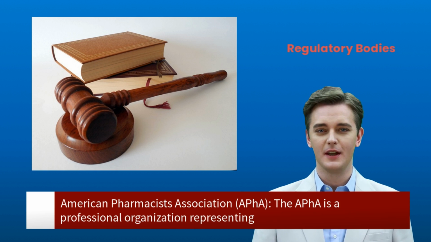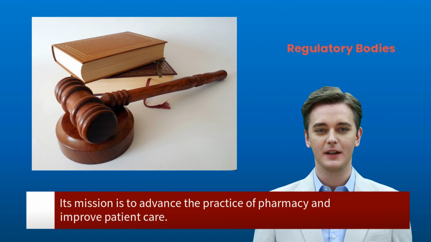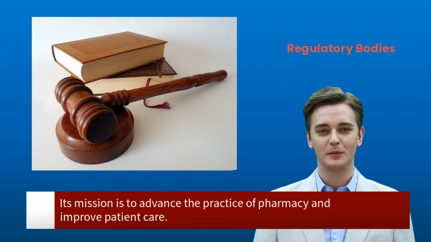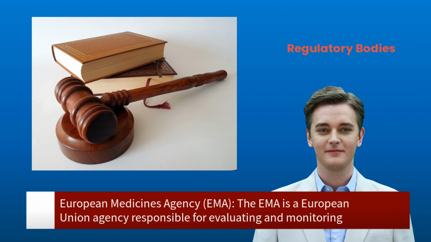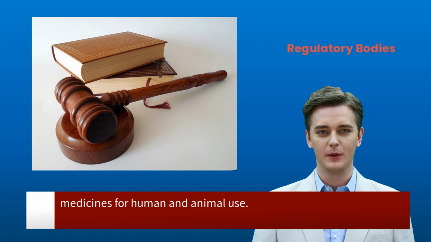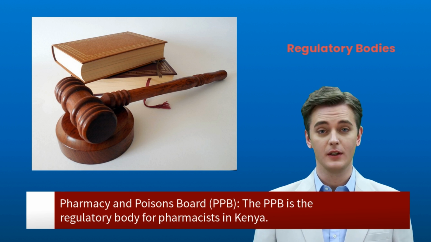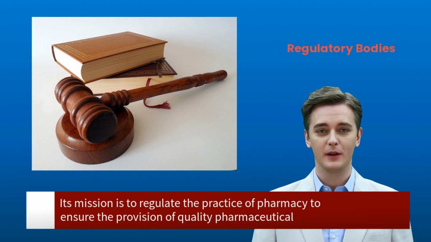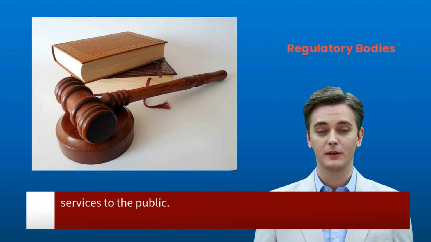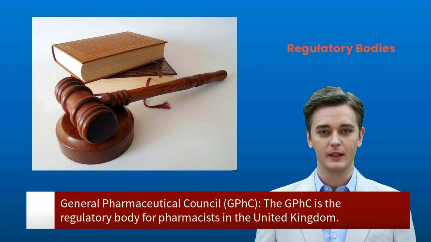American Pharmacists Association (APhA). The APhA is a professional organization representing pharmacists in the United States. Its mission is to advance the practice of pharmacy and improve patient care. European Medicines Agency (EMA). The EMA is a European Union agency responsible for evaluating and monitoring medicines for human and animal use. It works to ensure that medicines are safe, effective, and of high quality. Pharmacy and Poisons Board (PPB). The PPB is the regulatory body for pharmacists in Kenya. Its mission is to regulate the practice of pharmacy to ensure the provision of quality pharmaceutical services to the public.